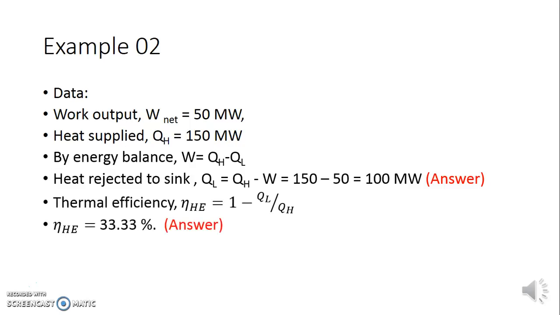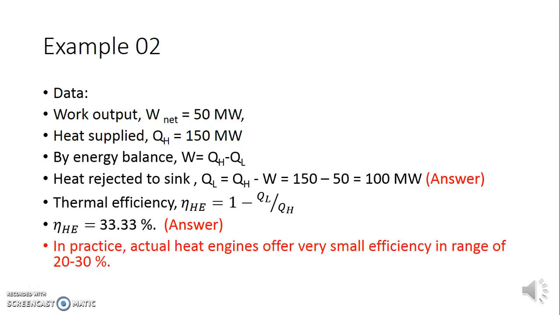We know the formula for thermal efficiency, 1 minus QL by QH. By solving this, we get thermal efficiency as 33.33%, which is our second answer. It is found that in practice, actual heat engines offer very small efficiency in the range of 20 to 30%.